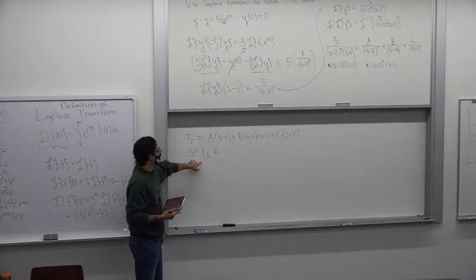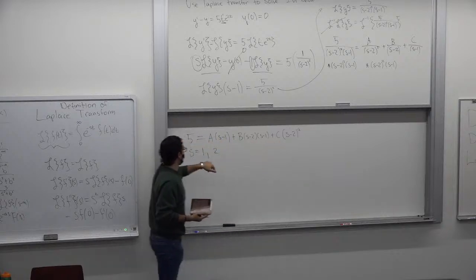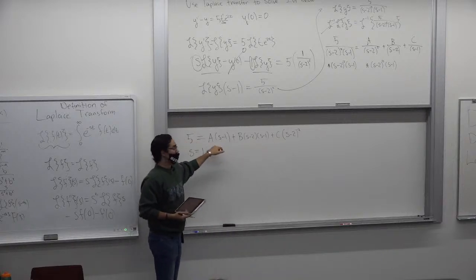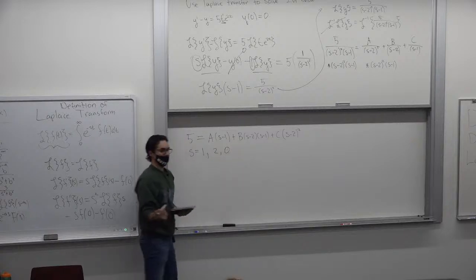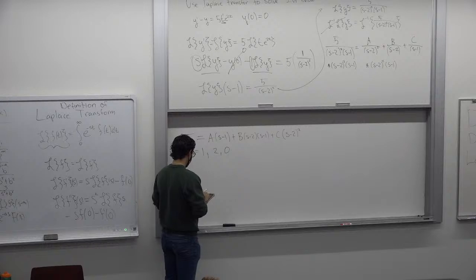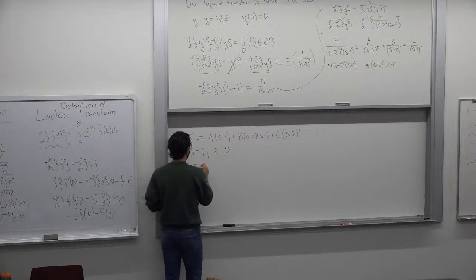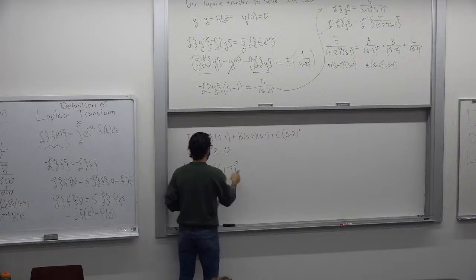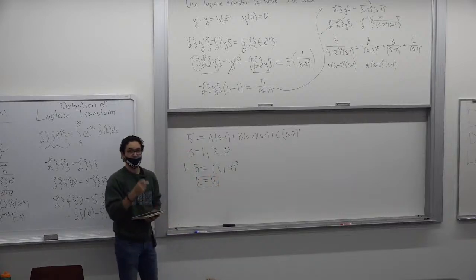So s equals 1: this term is going to be 0, this term is going to be 0, and we're going to be left with C. Then s minus 2 squared, which is just 1, so C equals 5. Easy.